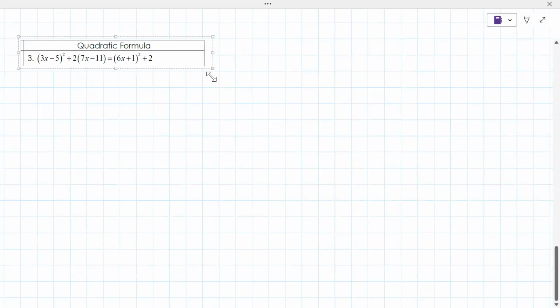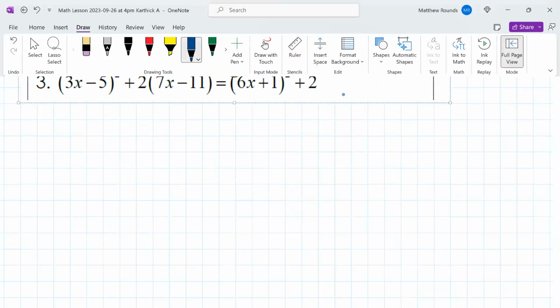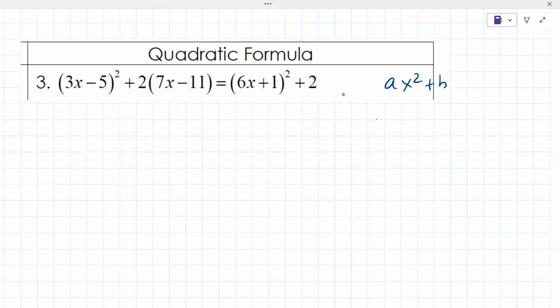All right, there's a bit to do before you can use quadratic formula. It's not even close to being in the right form. It's got to be in the form ax squared plus bx plus c equals 0. So you have to expand everything until you get the standard form and then bring everything over to one side, right? Yeah, exactly. So let's look at this.